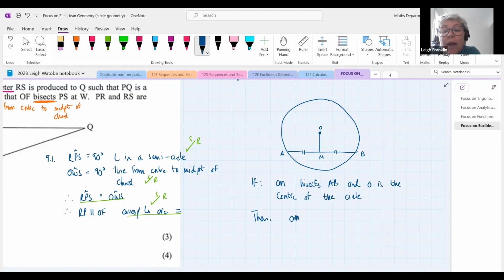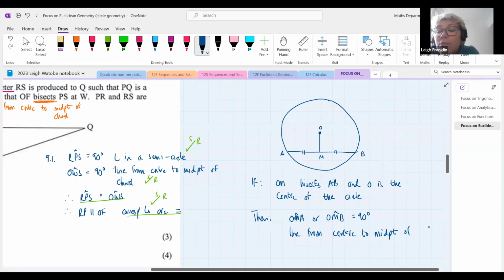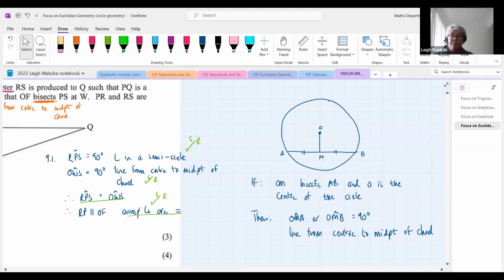Then angle OMA, or you could write it as OMB, equals 90. Reason? Line from center to midpoint of chord. Okay, that's what we were working with now.